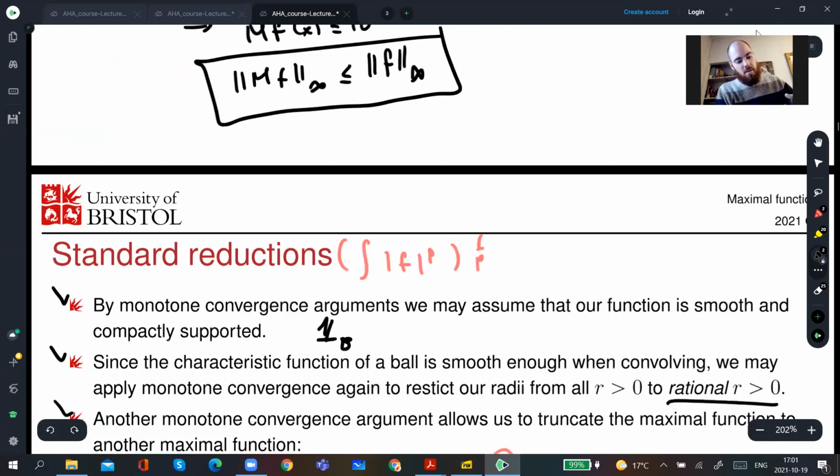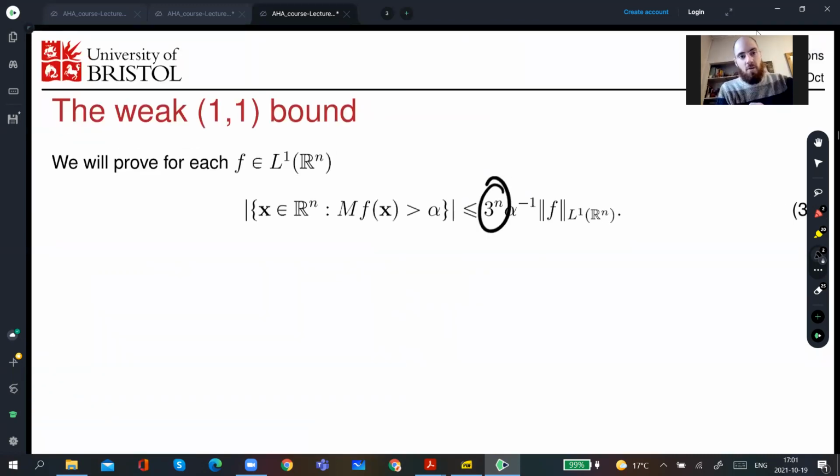Now, the weak type 1,1 bound is going to have the constant of 3 to the n. So it grows with the dimension, whereas the other one did not at all. It was just a 1, and you started with your function bounded by 10, the maximal function is bounded by 10 everywhere as well. Very simple, straightforward. This now says that we don't have a function that's bounded, or at least we can't say it's bounded by 10, but we can control these level sets like this. Great. Are there any questions about what we're trying to prove now?